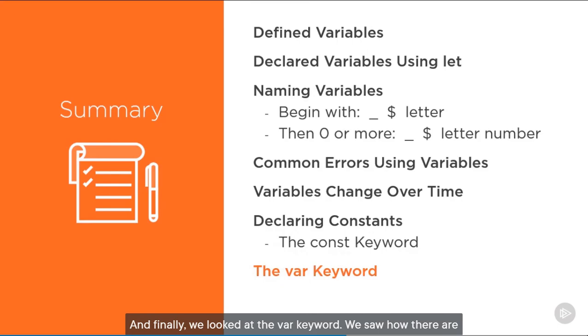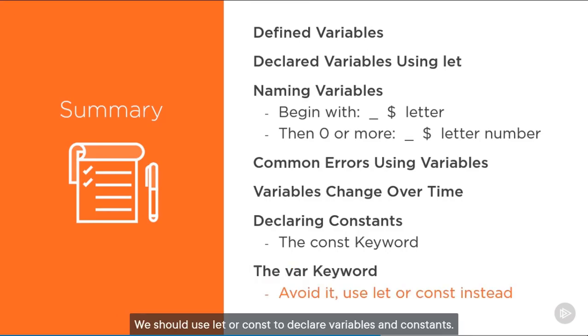And finally, we looked at the var keyword. We saw how there are some problems associated with this, and we shouldn't really use it. We should use let or const to declare variables and constants. You'll still see var used in source code, whether it's on Stack Overflow, a blog, or somewhere else on the internet, because most of JavaScript's life, var was the only way to declare variables. But now we have let and const, and it's the best practice to use them. So that wraps up our introduction to variables and constants.